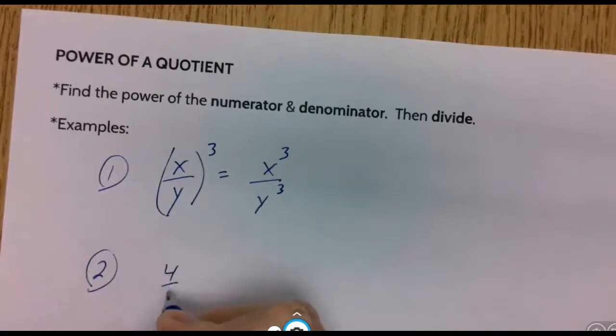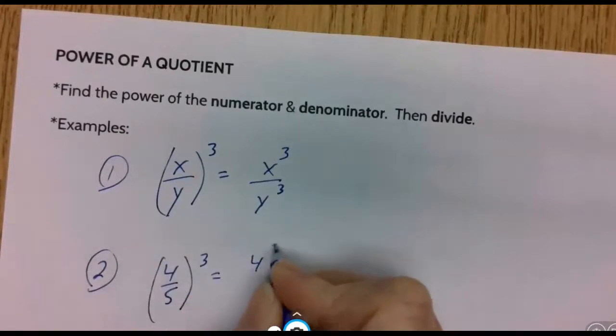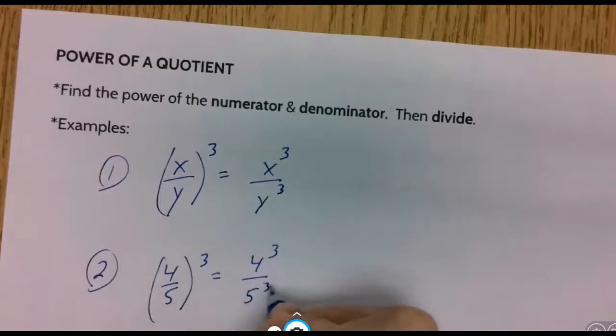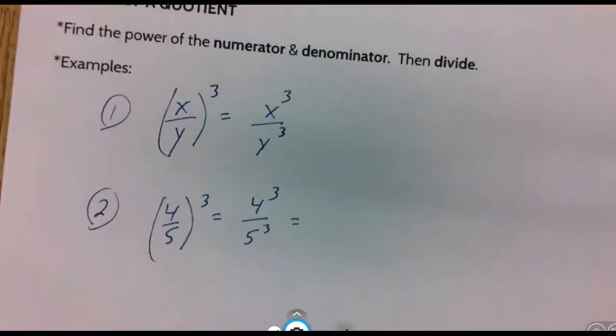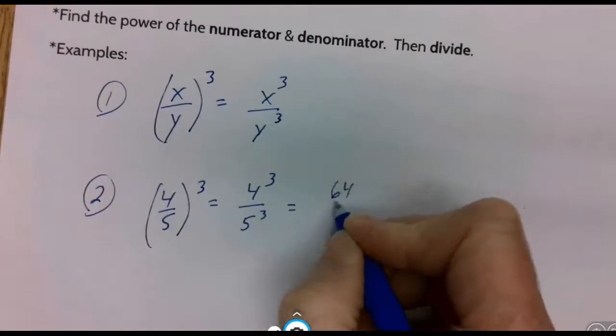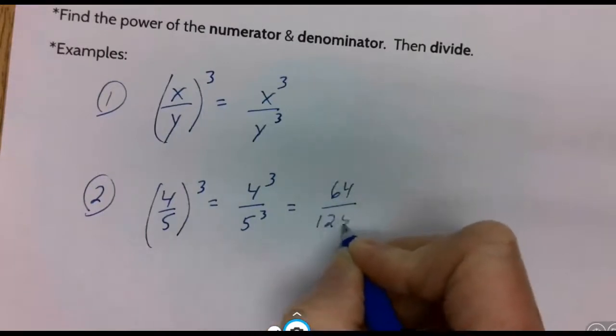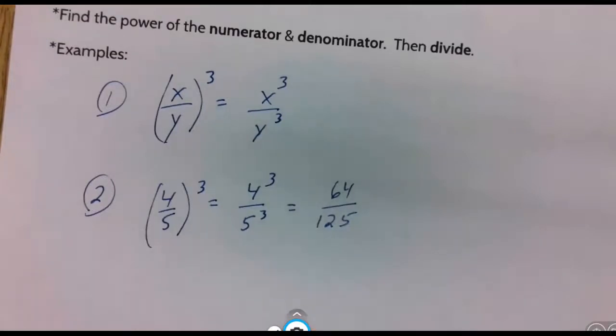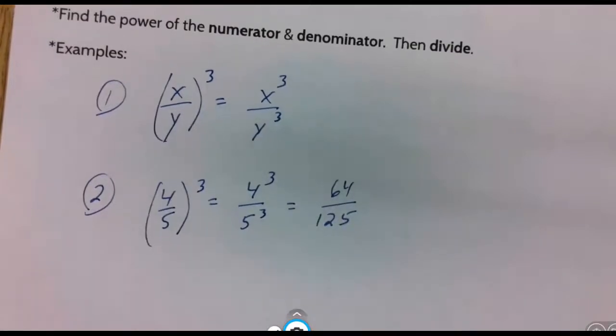If I have 4/5 to the third, that's going to be 4 to the third over 5 to the third. I'm just taking everything to that power. So then I have 4 to the third, 64. 5 to the third is 125. And believe it or not, that is lowest terms. There's nothing that goes into both 125 and 64.